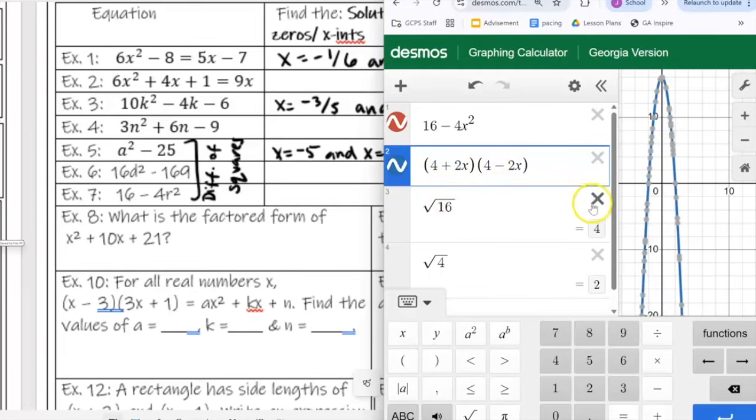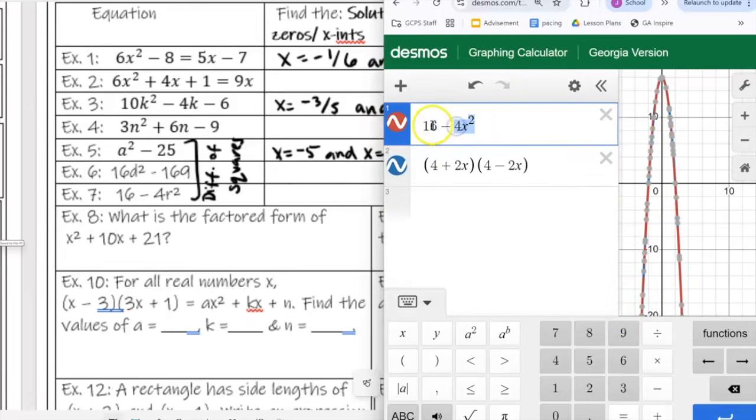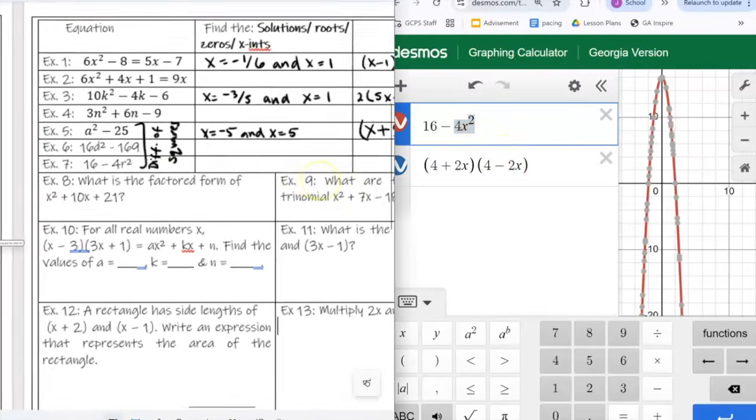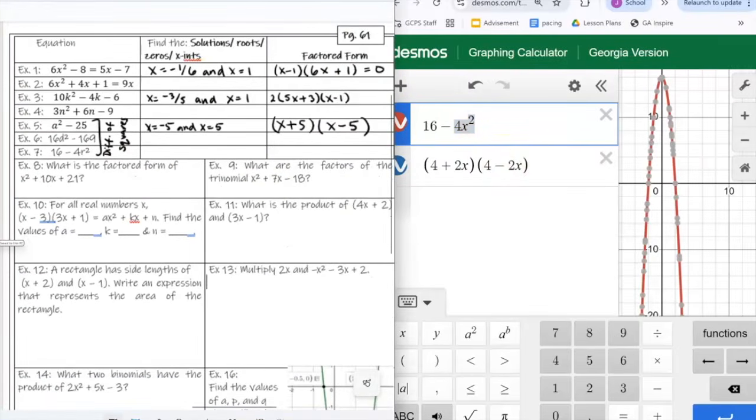The difference of squares says that if you have two terms, just two terms, and you can take the square root of each term, go ahead and do it in that order and then separate it with a plus or minus. So now I'm just going to show you. So this is example 7. So this is going to be 4 plus 2x and then 4 minus 2x. All right, the solutions were the same. It was positive 2 and x is equal to negative 2. So this only affects factored form.